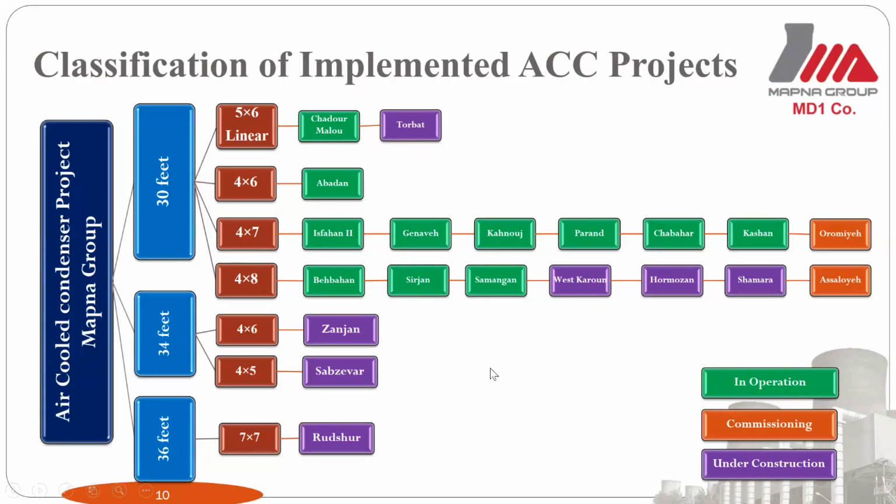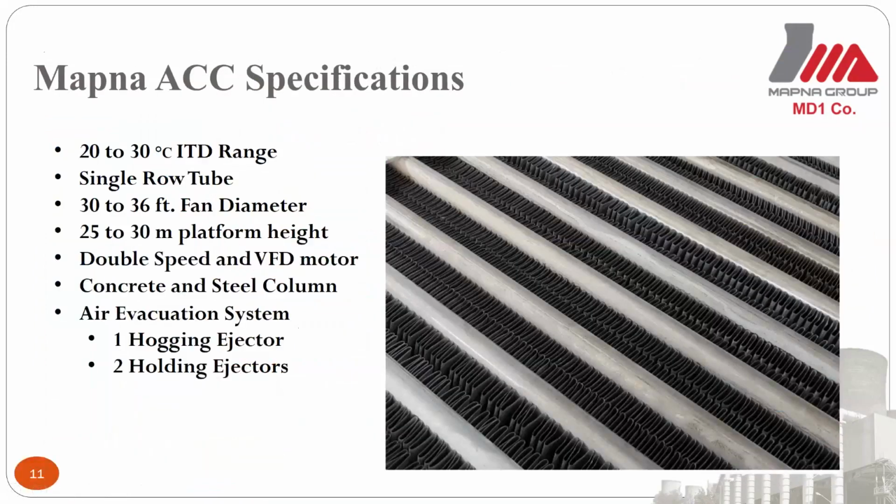Okay, MAPNA ACC specification. The ITD range in our projects is between 20 and 30 centigrade. Our tube bundles are single row, and moreover, I can say we use both double speed and VFD motors, and concrete and steel columns. And our evacuation system is a typical form: one hogging ejector and two holding ejectors.